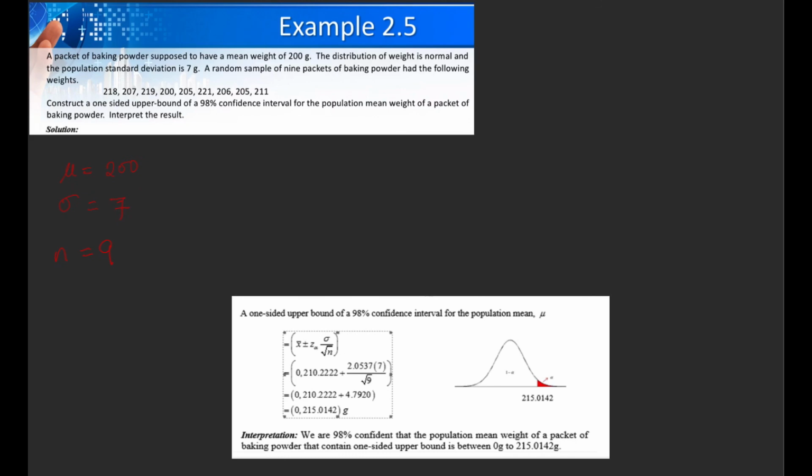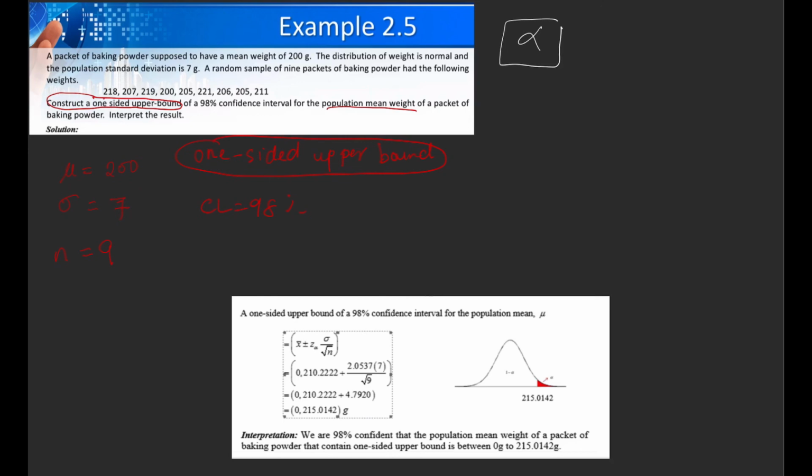Construct a one-sided... if you look here, we have mentioned construct a one-sided upper bound for a 98% confidence interval for the population mean weight. So you have here one-sided upper bound. So this is one-sided. Remember that if it is one-sided, alpha stands alone, you don't have to divide the alpha by 2.